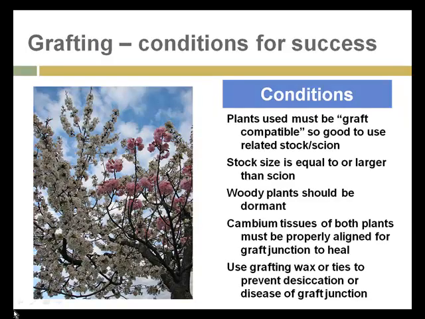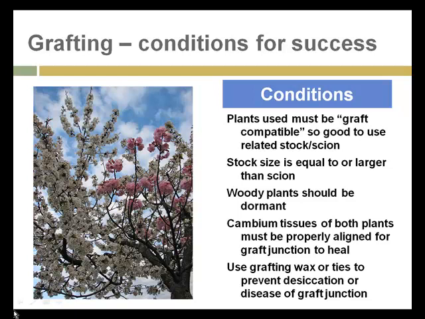Conditions for success. Well, the plants must be graft compatible. And what that usually means is that the plants have to be in the same species. But sometimes plants from different species can be grafted, but it is less likely to be a compatible match when that happens. Another condition is that the stock size is equal to or larger than the scion. So the rootstock should not be expected to support a scion that's going to produce a much larger plant.